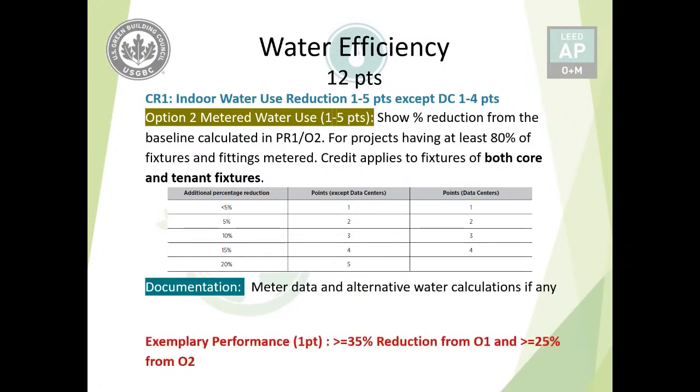The exemplary performance of 1 point can be earned in option number one if there is a reduction of more than or equal to 35%, and more than or equal to 25% in option number two. The general idea is that it is easier to deal with the fixtures and appliances, and it's really hard to first establish the data over a 1 year period and then show the baseline and show the improvement from this baseline. That's the reason that 25% is going to give you an extra point, and only 20% is going to give you 5 points.